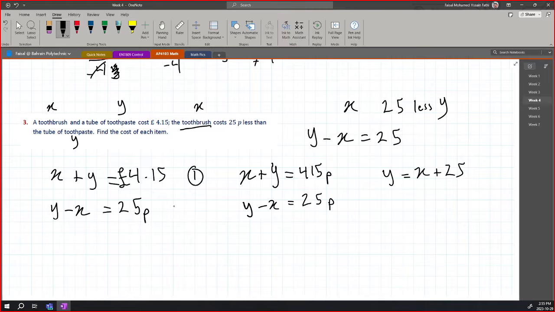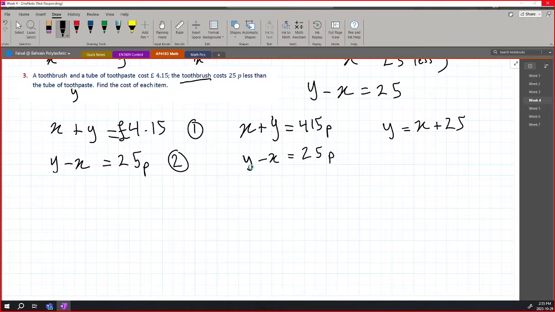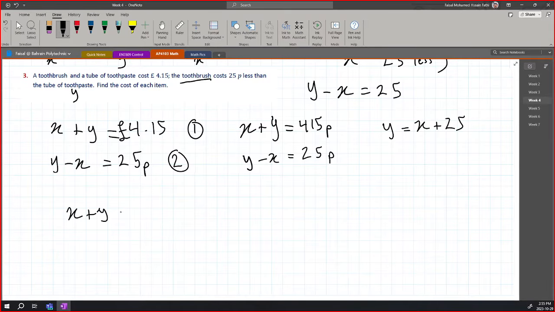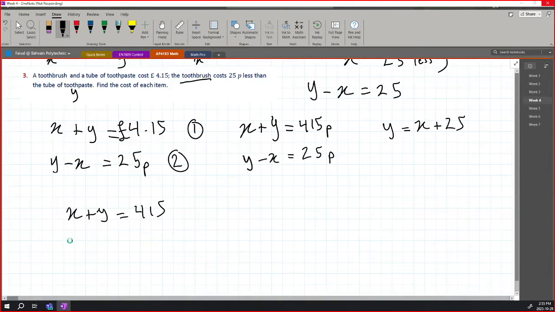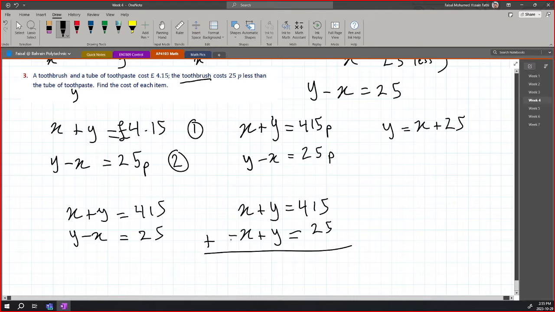Of course, when you come to solve it as a simultaneous equation, you have to order them. So X plus Y is equal to 415 and Y minus X is equal to 25. To put them in the right order, we write X plus Y is equal to 415 and minus X plus Y is equal to 25. The nice thing, the beautiful thing, is we already have X and minus X, so we can instantly add them. X minus X gives 0, plus Y is equal to 415 plus 25.